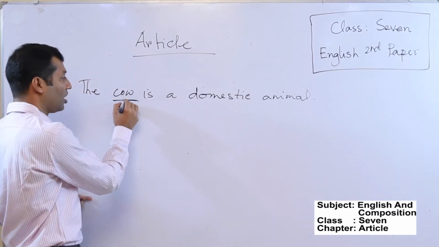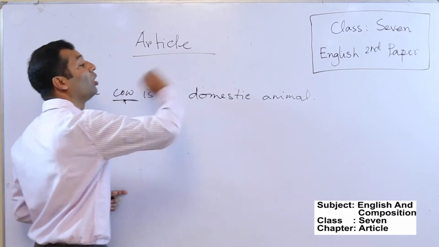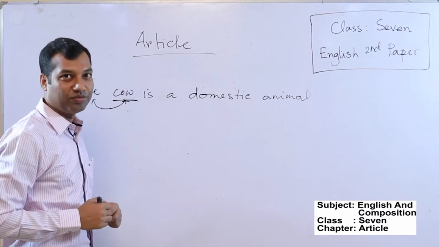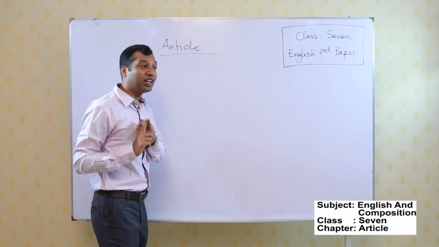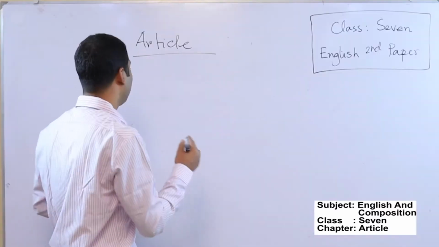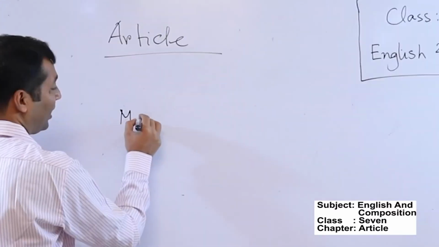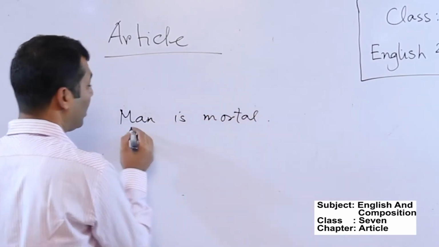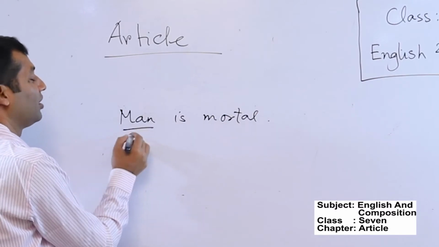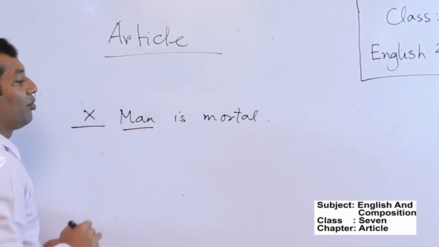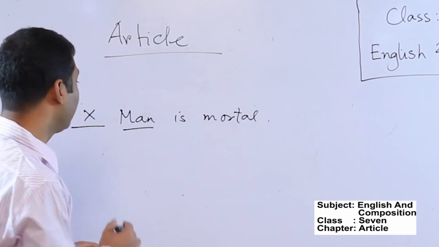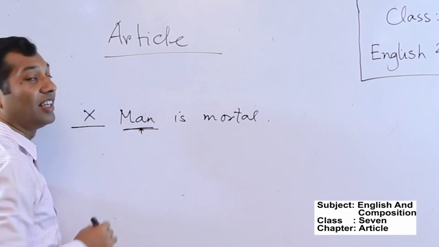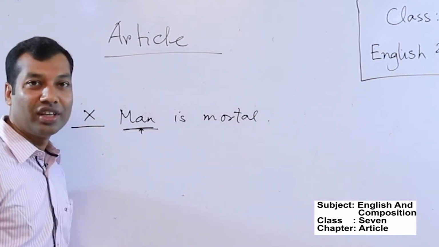So when a singular noun represents the whole class, then we need to use the article the before this noun. But sometimes there is an exception. Before the common noun man, no article is used. Man is mortal. Though it represents the whole class, you cannot use any article before it. You should keep in mind that this is an exceptional case: the common noun man doesn't take the article the before it when it represents the whole class.